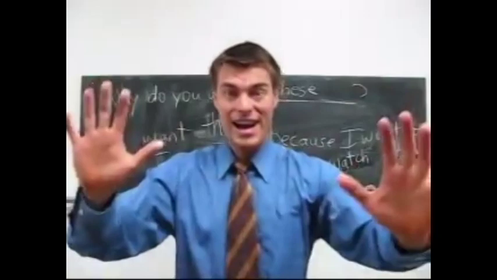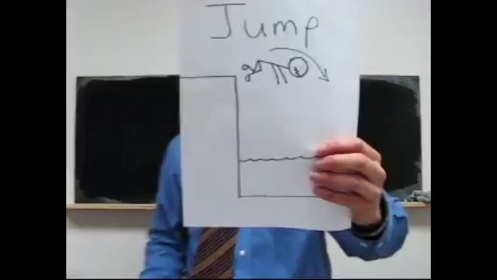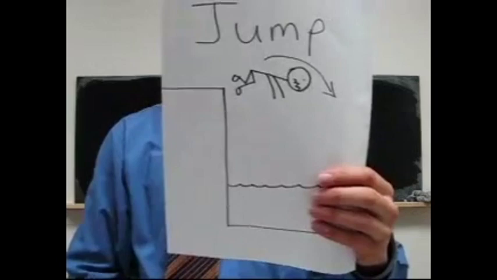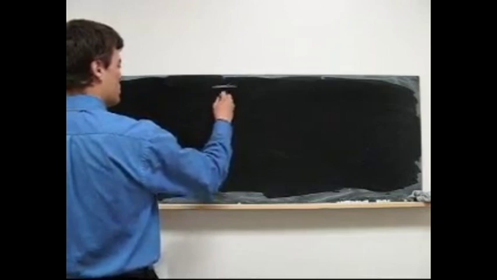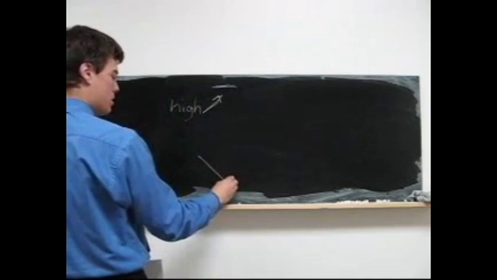Goodbye! So, today we will learn about high and low. He can jump high or he can jump low. Right now he's jumping down. So, up here, this is high. And down here, this is low. High and low.